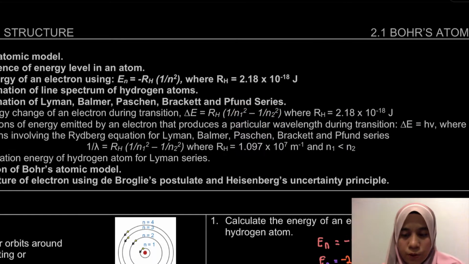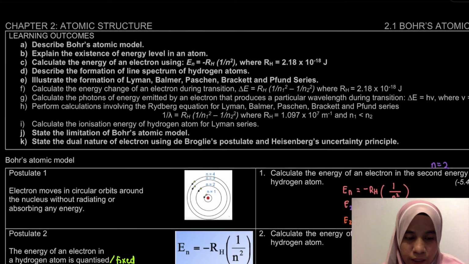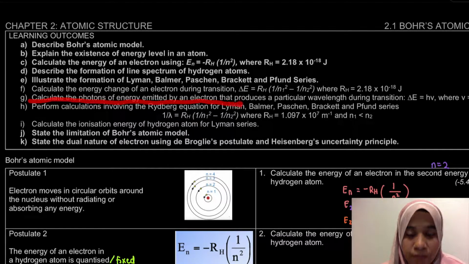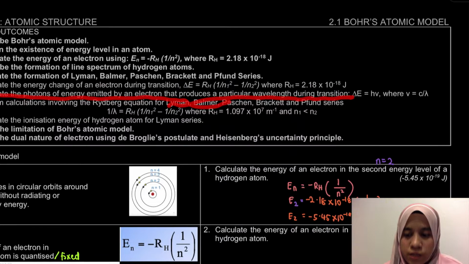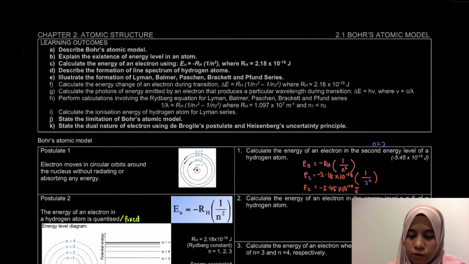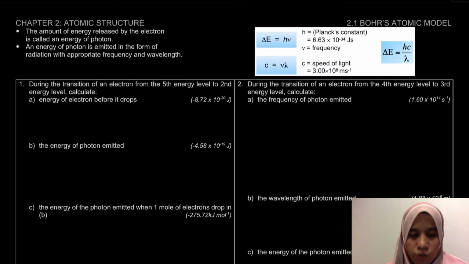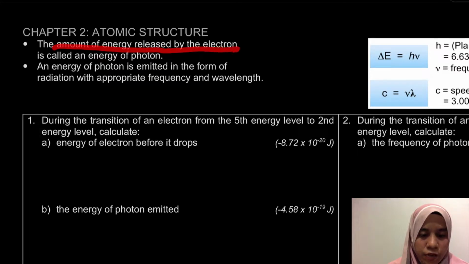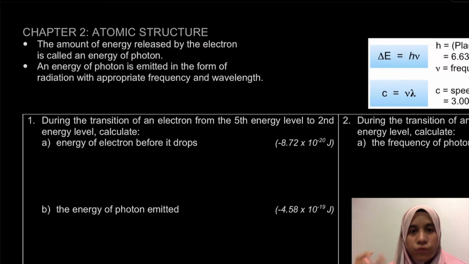Okay, so in this video, what we're going to look at is actually calculate the photon of energy emitted by an electron that produces particular wavelength during transition. So let's look on your notes. It will be on page 3. Here it mentioned about the amount of energy released by the electron is called an energy of photon.